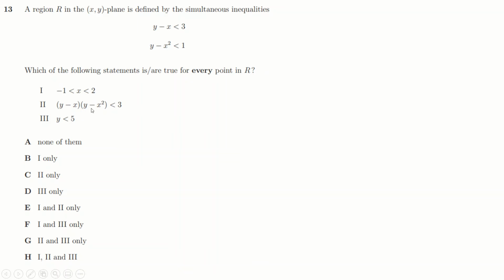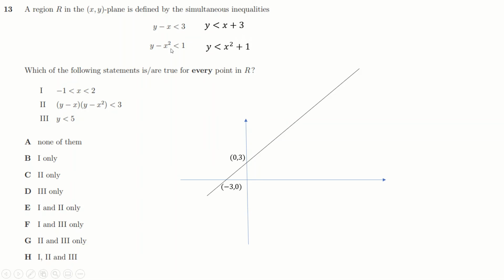Simultaneous equations, which are this, so we're looking for some kind of region defined by this. So let's draw these. So add x to both sides, and we end up with this. Well, that's very easy to draw. It just looks like this, with this being 3 and the gradient being 1. Add x squared to both sides, we get this, which is a quadratic with y-intercept of 1. Looks a bit like this.